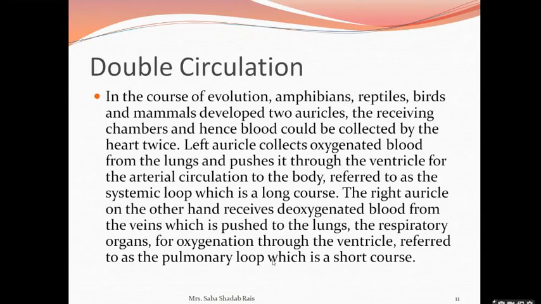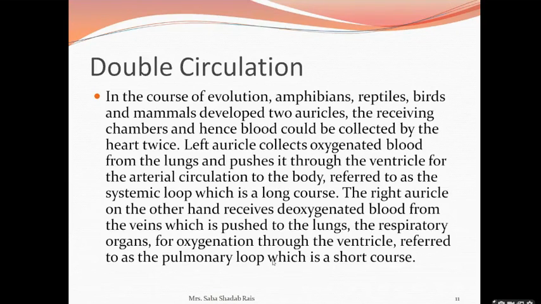So what is happening here, two auricles will be there. The auricle, I told you, is the receiving chamber. So one auricle is designed for receiving blood from the systemic circulation, and another auricle is provided for the pulmonary respiration, meaning there is a second round.